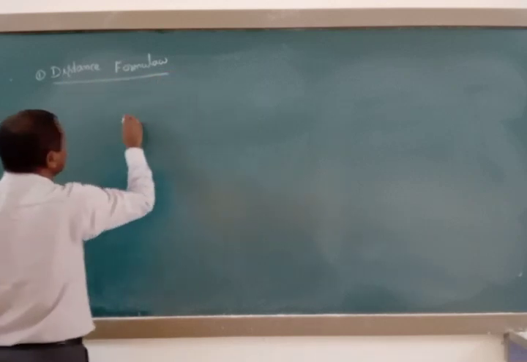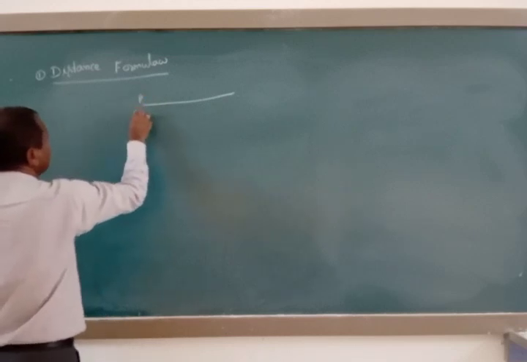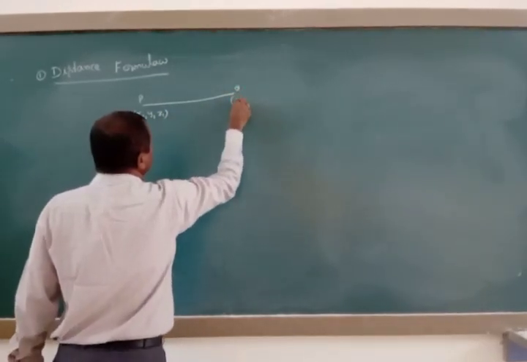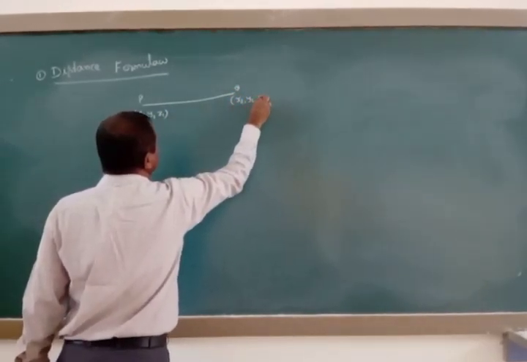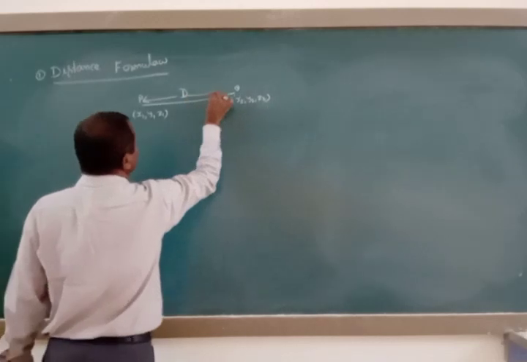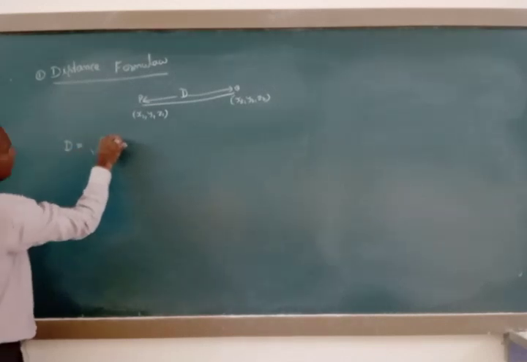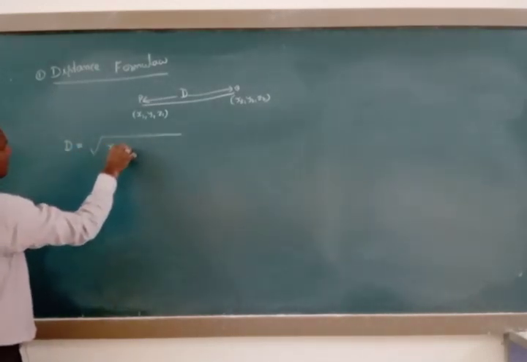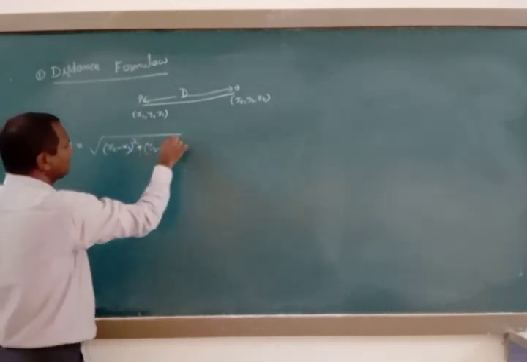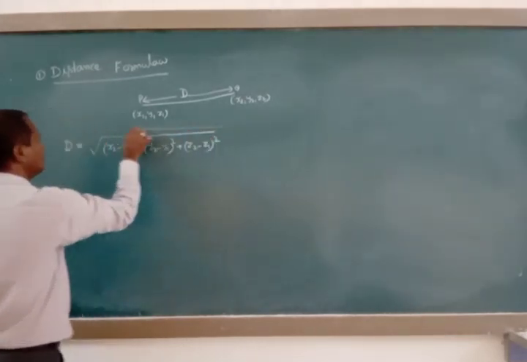Distance formula means a line segment joining the 2 points like this. P is x1, y1, z1 and Q is x2, y2, z2. Consider capital D as the distance between P and Q. Then D is equal to the square root of (x2 minus x1) whole square plus (y2 minus y1) whole square plus (z2 minus z1) whole square. It is the distance between the 2 points.